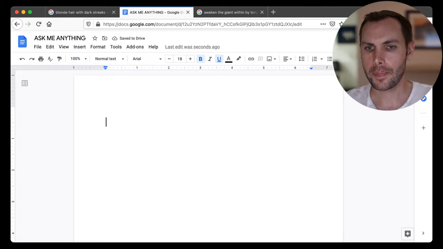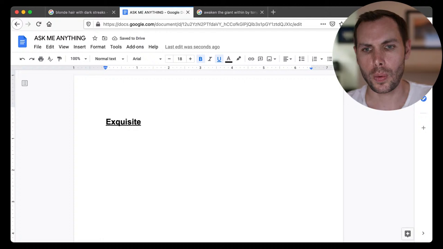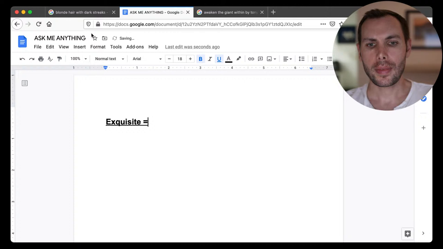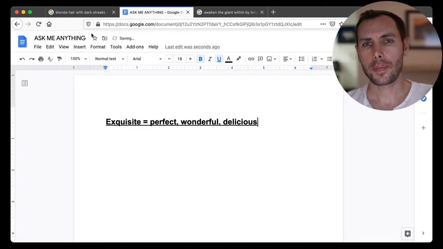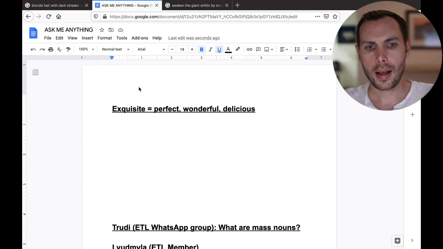First one is, I'll try and spell it correctly. Exquisite. Luckily we have spell check here. Exquisite is a very nice word, I think. Now, if something is exquisite, that means it is perfect or wonderful or even delicious if you're talking about food. Exquisite. So it's perfect, basically. It's just a really nice word that you can use to really just emphasize how nice something is.